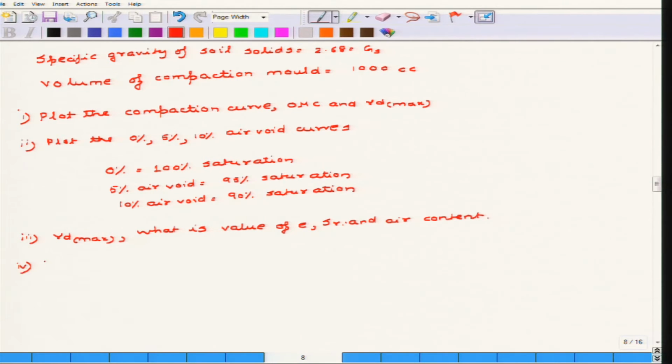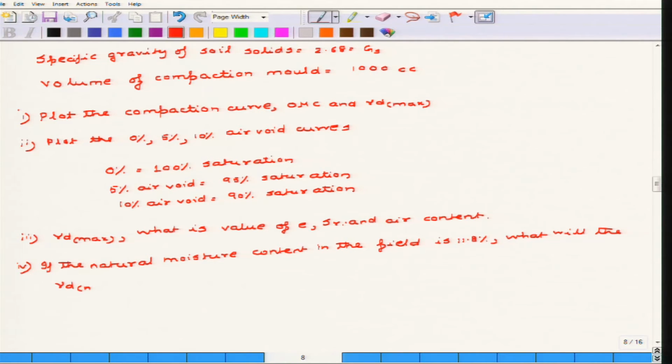In the fourth part it is asked that if the natural moisture content in the field is 11.8%, then what will be the gamma D max if the soil is compacted with natural moisture content, that means with 11.8%.